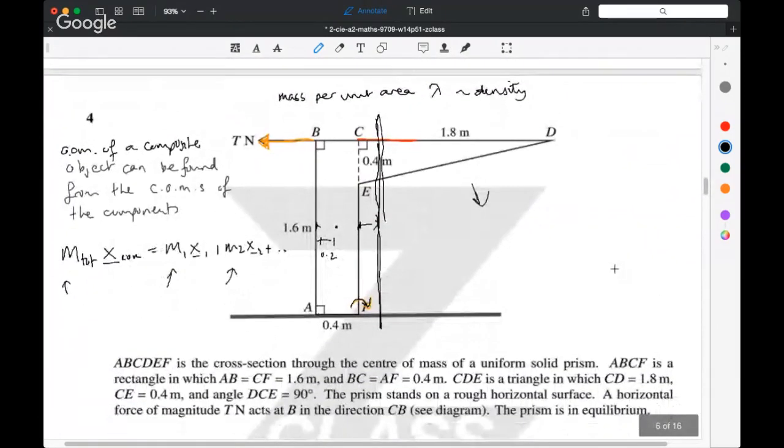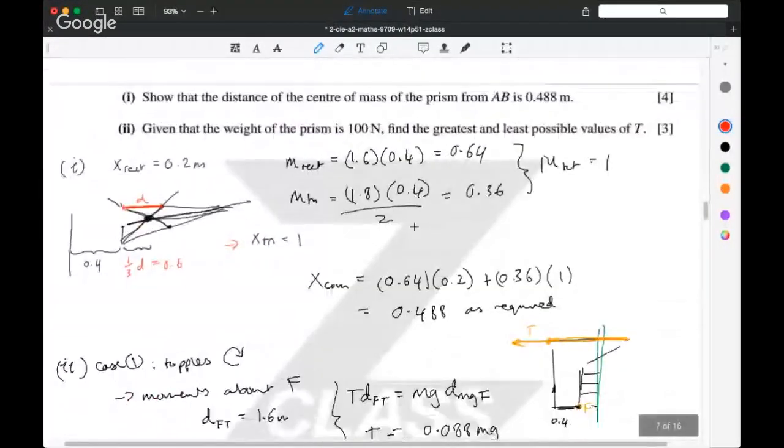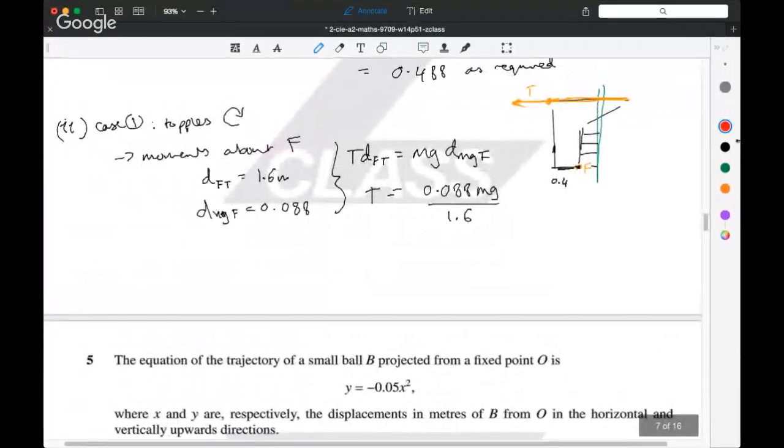Now, what if T became too strong? What if T became so strong that it actually started toppling the block the other way? It overpowered the weight. Well, in that case, you would have a rotation in the opposite direction, and it wouldn't be around F. F would be lifting off the ground. It would be around A. So if it's not doing that, the moments around A must also be balanced. So this thing we got here, this is the min value of T.